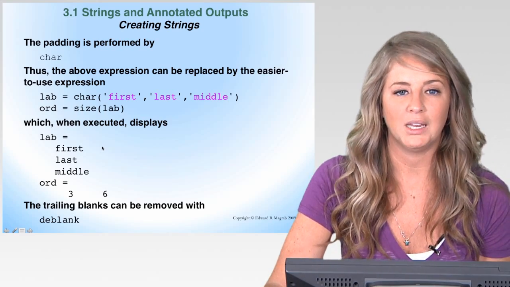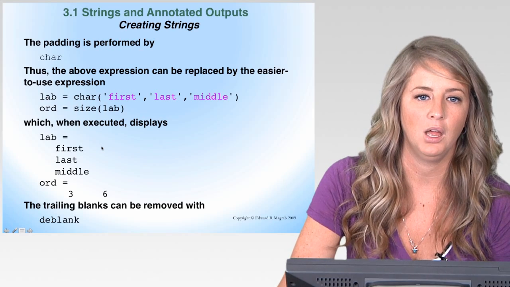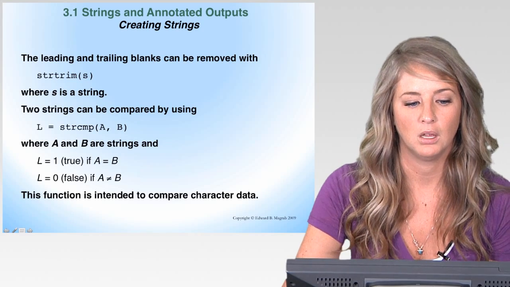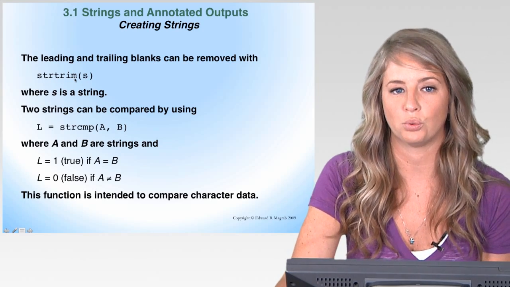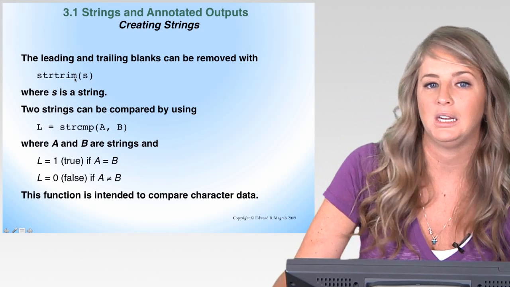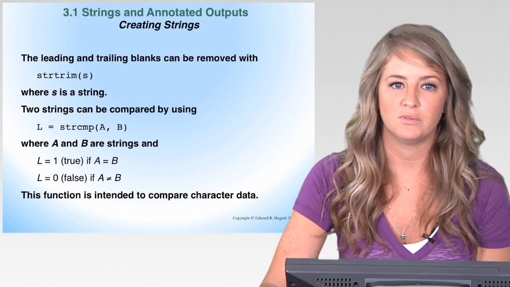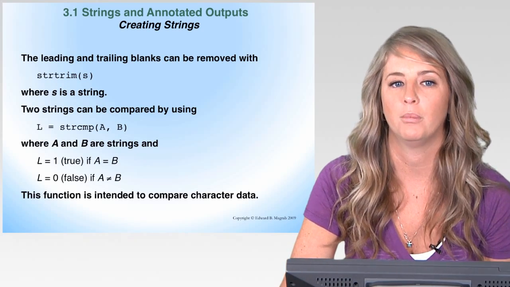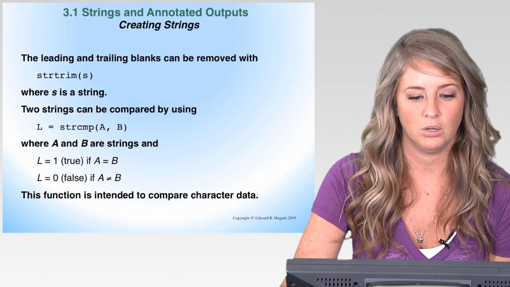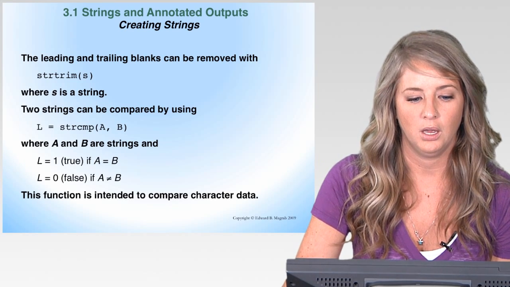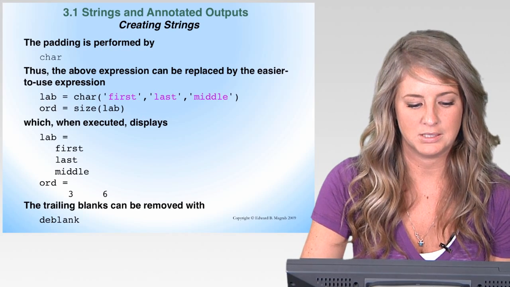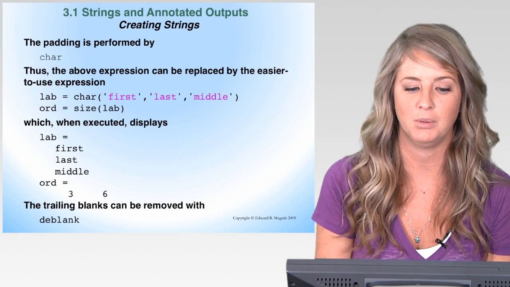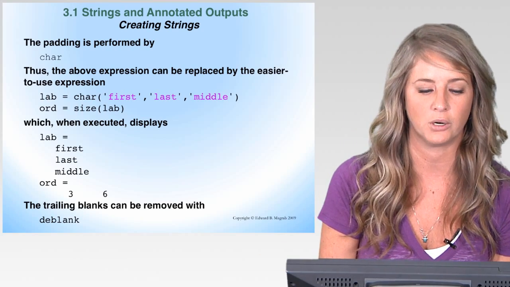We can remove any trailing blanks from those outputs by using the deblank function. We can also use string trim, which can be used to remove the leading and trailing blanks. So deblank removes the trailing blanks, and string trim removes both the leading and the trailing blanks from your string. So for example, in this example here, we could do deblank lab, and that would remove those trailing ones, or we can do string trim, and if there were some before and some after, it would remove those for us.